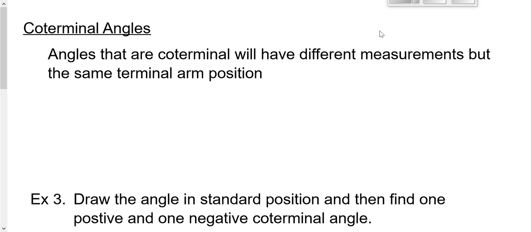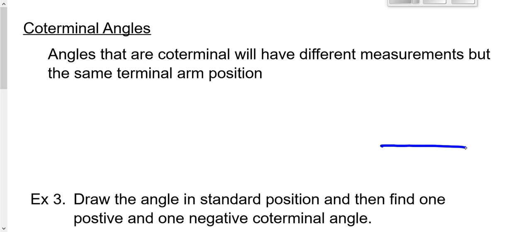So this is the last section of radian measure, and this part is called coterminal angles. What are they? Angles that are coterminal will have different measurements but the same terminal arm positions. Let's talk about Math 20-1 stuff first. If you don't remember all this, go back and review the stuff in the trig unit.